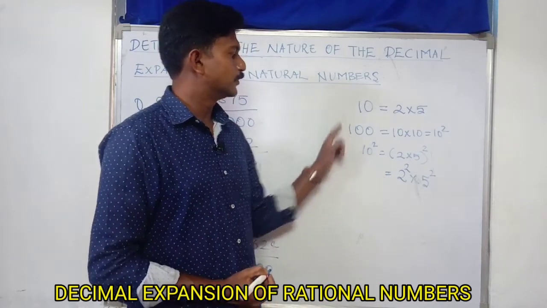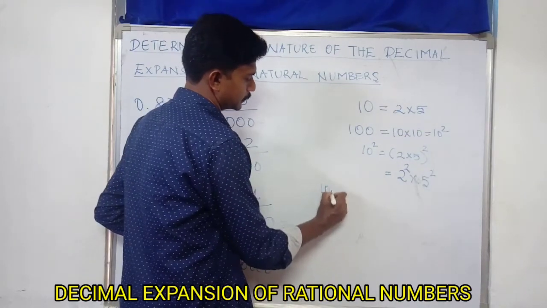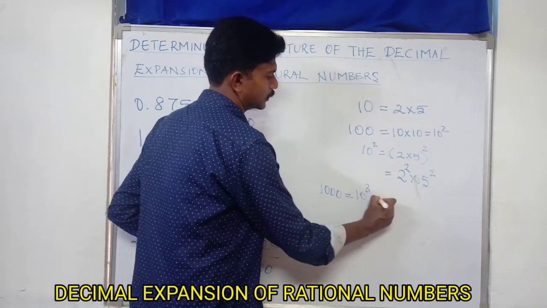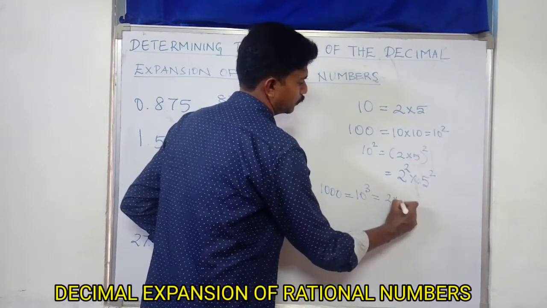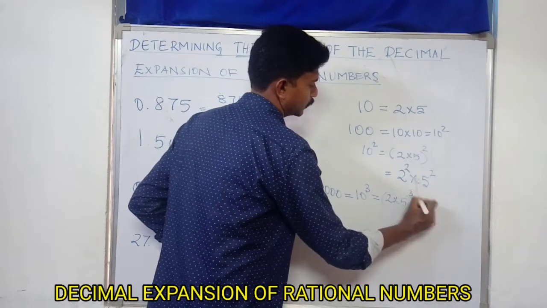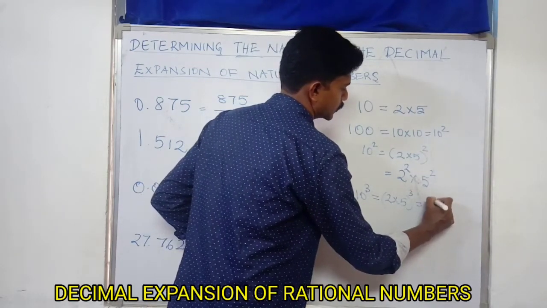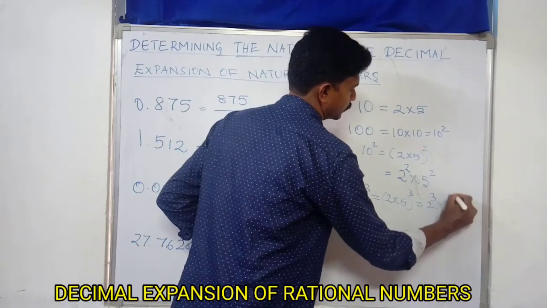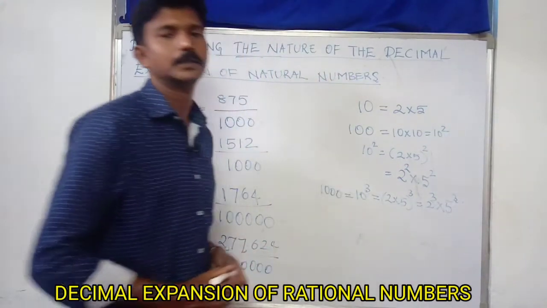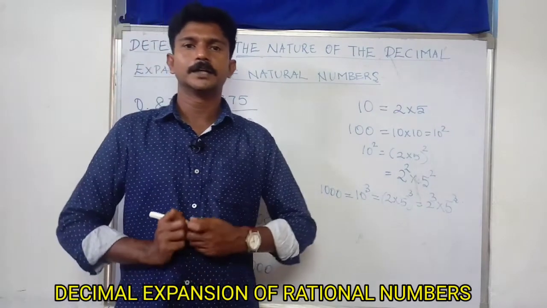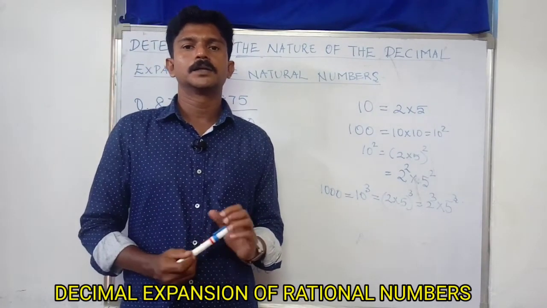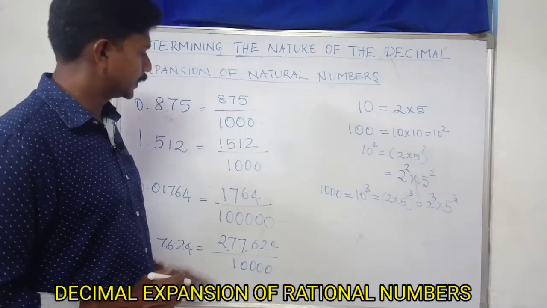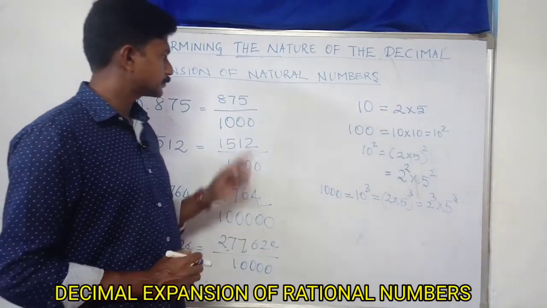If it is 1000, how can we write it? 1000 we can write as 10 cube, which is 2 into 5 whole cube, equal to 2 raised to the power 3 into 5 raised to the power 3. In this manner we can write it, and it goes on like that.